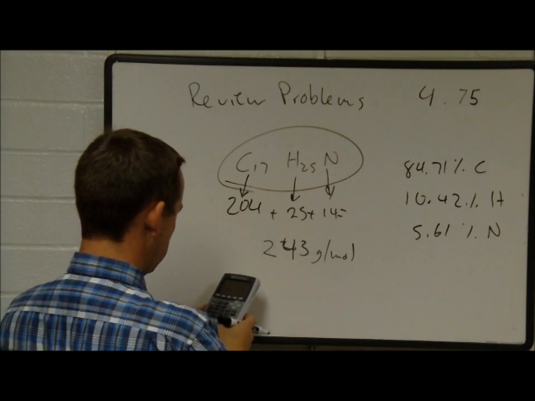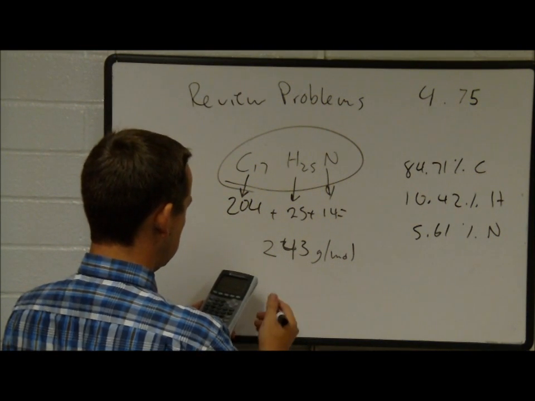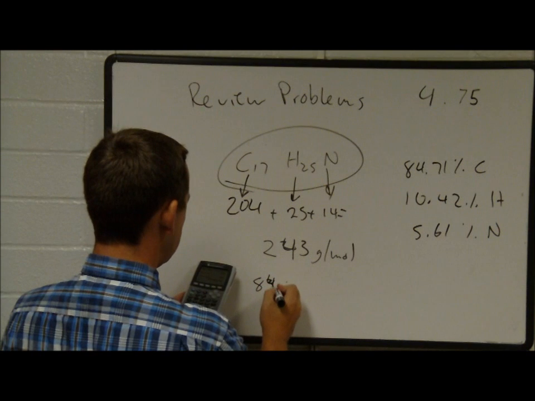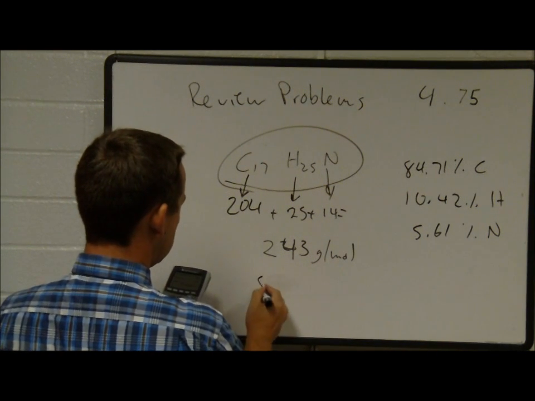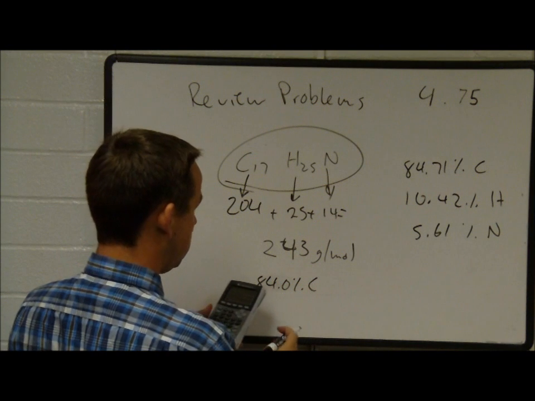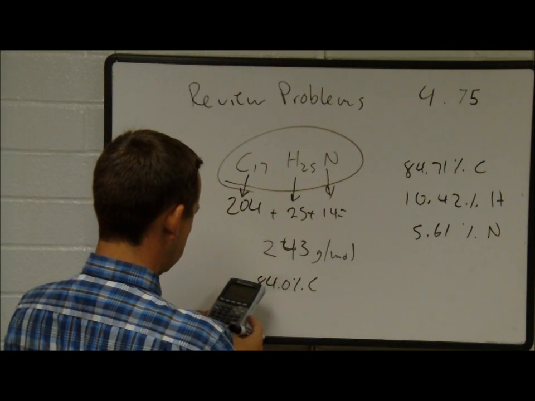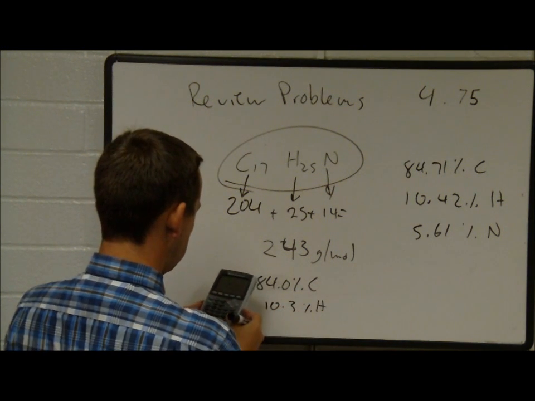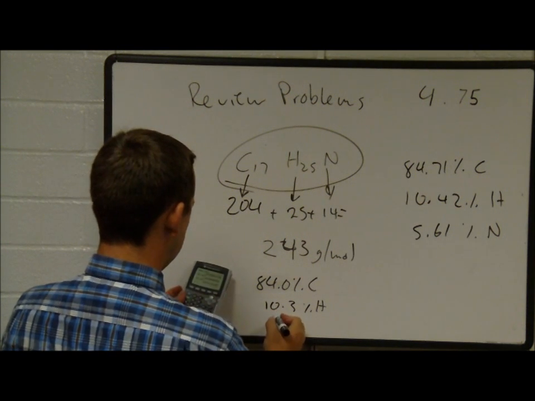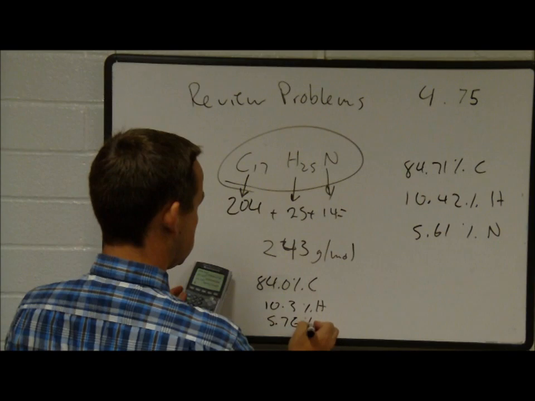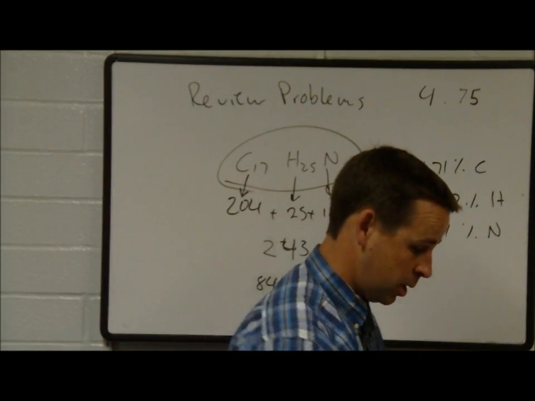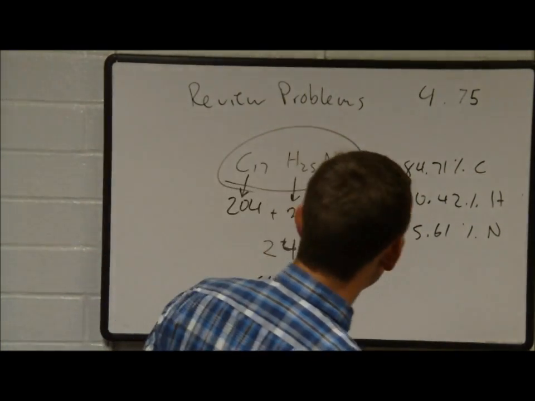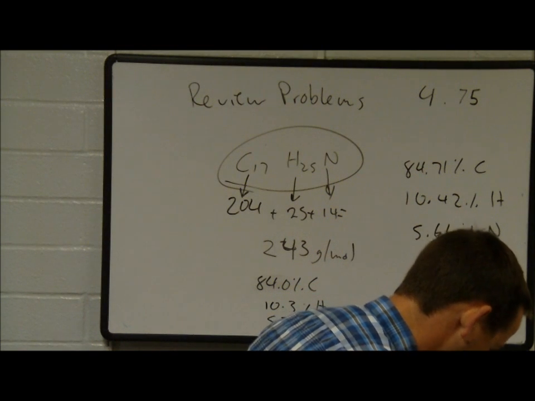So we take our 204 divided by 243, and we get about 84.0% carbon. 25 divided by 243 is 10.3% hydrogen. 14 divided by 243 is 5.76% nitrogen. That's pretty close, I would say. Definitely yes, especially because we didn't use very precise numbers here, so we can give ourselves a little wiggle room. We'll double check what they said, 475 in the back.